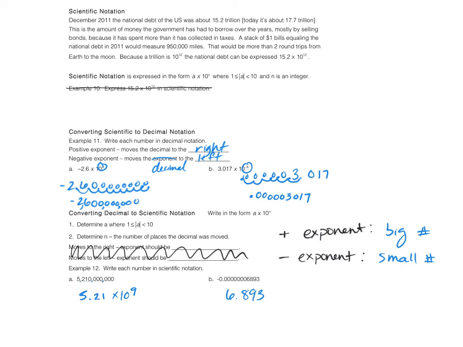For B, our first number that we see here is a 6, and then 0.893. The negative out front just stays. Now, to figure out what my n value is going to be, because it's going to be times 10 to the something, I have to figure out how many places I moved that decimal. So it was 1, 2, 3, 4, 5, 6, 7, 8. And it's a very small number. It's much less than 1, so it's going to be a negative 8.